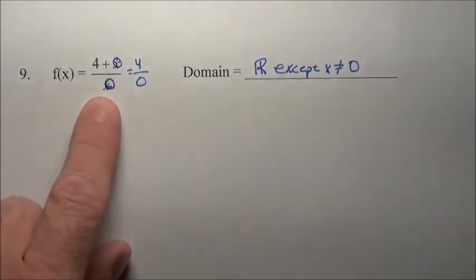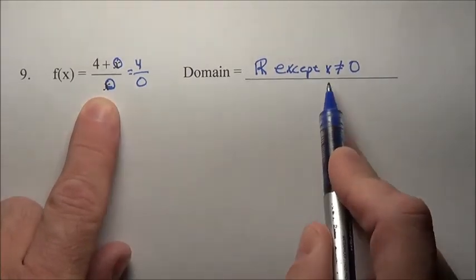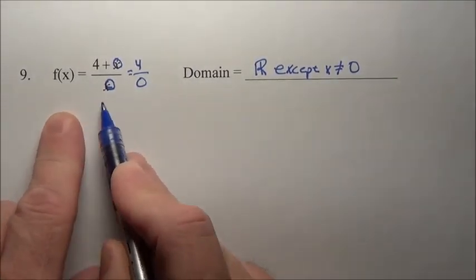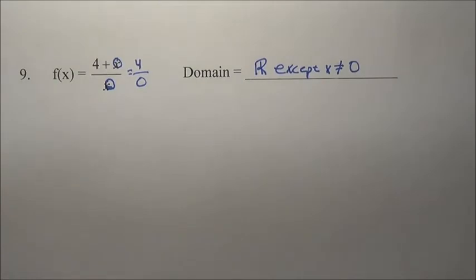When we're dealing with fractions, it's always going to be all real numbers except x can't be whatever's going to create a 0 in the bottom. That's what happens whenever you have fractions. Keep that in mind because we seem to get that backwards quite often.